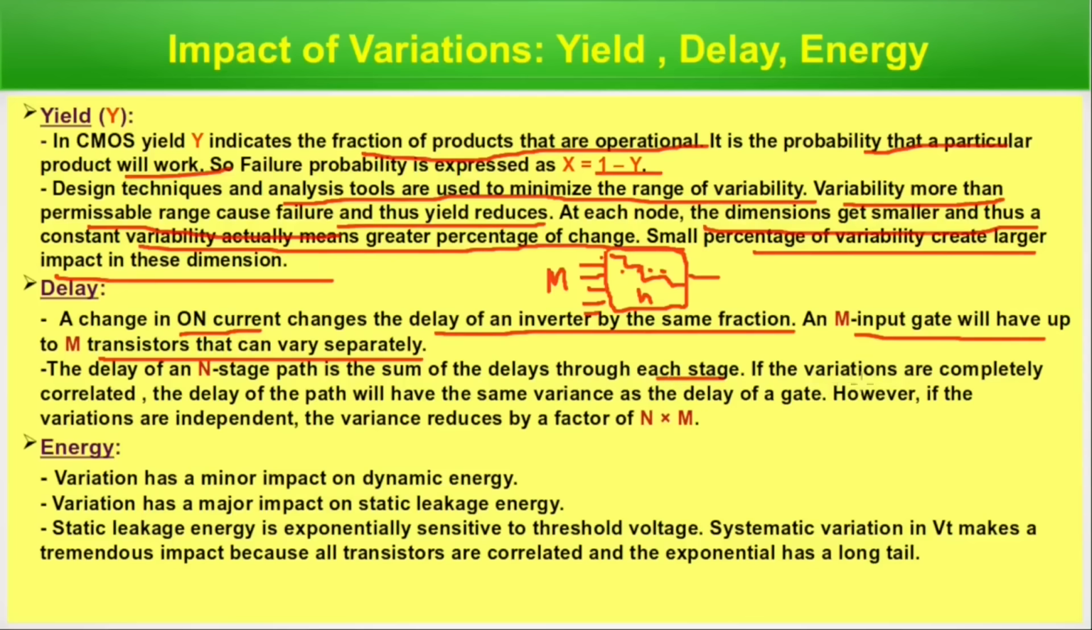Delay gets added. Now if the variations are completely correlated, the delay of the path will have the same variance as the delay of the gate. However, if the variations are independent, the variance is reduced by a factor of N cross M. When the number of inputs is higher, all of them are varying separately, the stages are N and delay is getting added. So altogether this variance becomes huge. So the delay of an N stage path is the sum of the delays through each stage. If the variations are completely correlated, the delay of the path will have the same variance as the delay of the gate. However, if the variations are independent, the variance reduces by a factor of N cross M.